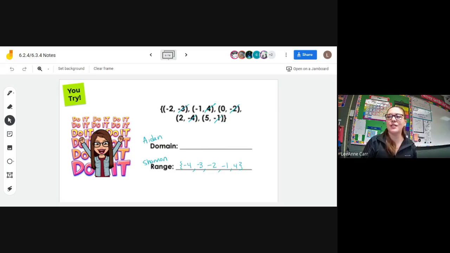Aiden, you are listing the X values. So all of your Y's have already been eliminated. You're literally listing the numbers that are left. You're giving me the X values. All you have to do is put them in order and make sure you don't write any repeats if there are any. So I'll give you a second. List those in order for me, Aiden.